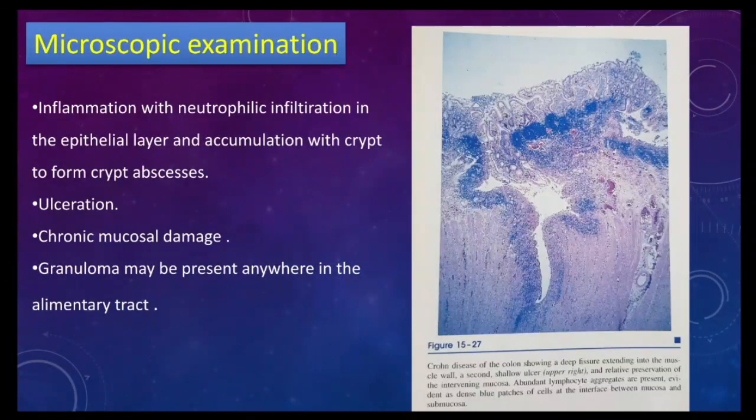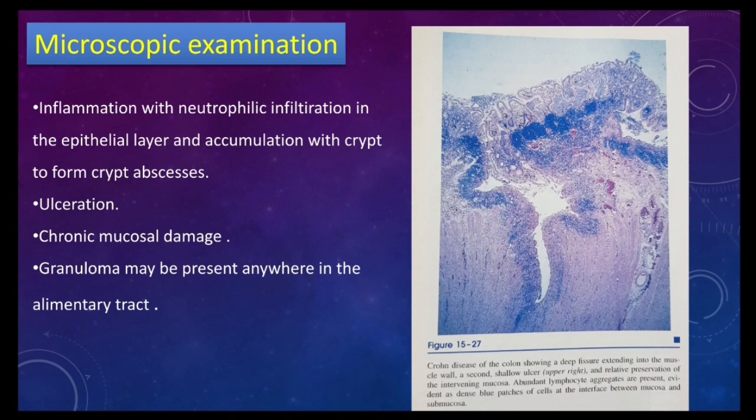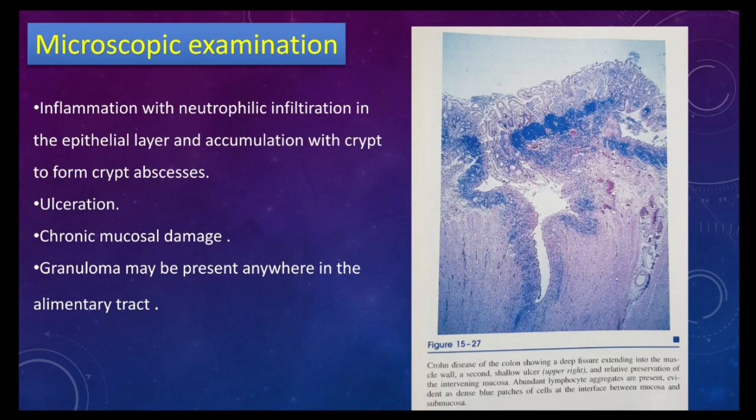So what about the microscopic examination? There is inflammation with neutrophilic infiltration in the epithelial layer and accumulation within the crypts to form crypt abscesses. We have ulceration and chronic mucosal damage, and granulomas may be present anywhere in the alimentary tract. Here we have a biopsy from a patient with Crohn's disease. We can see a fissure that extends from the mucosa to the muscle layer, and we have an ulcer in the upper right, and we have aggregation of lymphocytes.